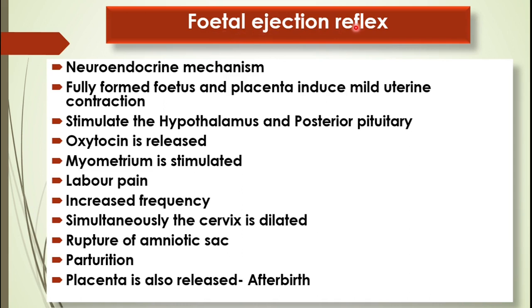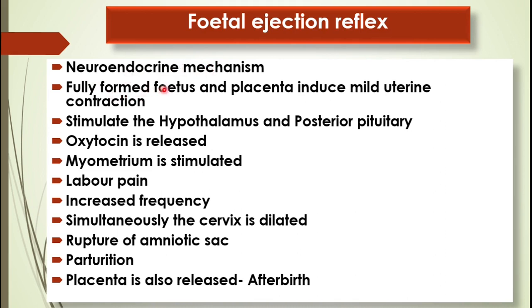So it is the fetus who decides when. At the end of the gestation period, the fetus itself sends an ejection reflex. Now this ejection reflex is actually a neuroendocrine mechanism, meaning there is a nerve as well as a hormone involved in this particular reflex. So it is called a neuroendocrine mechanism.